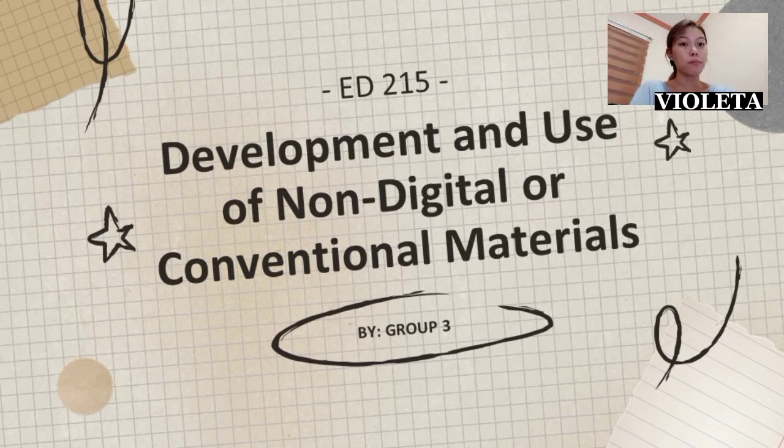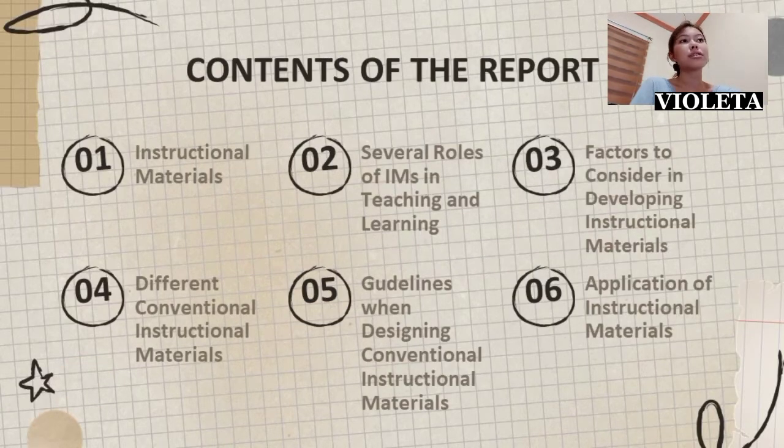Or conventional materials. So here are the contents of the reports. First, we have the instructional materials. Next, we have the several roles of IMS in teaching and learning. Third, we have the factors to consider in developing instructional materials. Then we have the different conventional instructional materials. Fifth, we have the guidelines when designing conventional instructional materials. And lastly, we have the application of instructional materials.